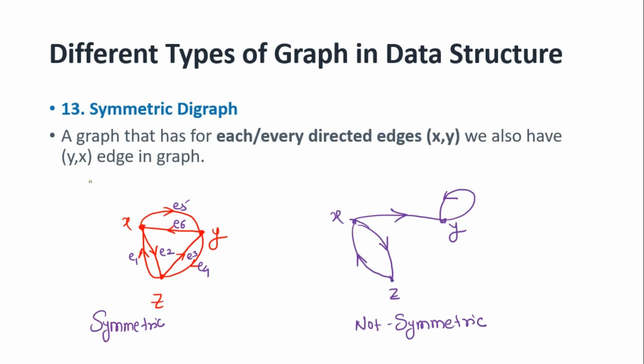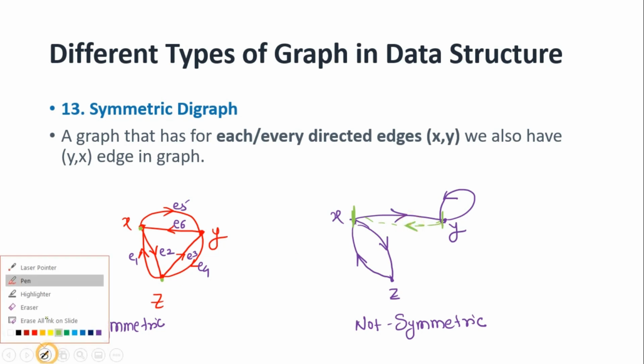Symmetric digraph. If a graph has, for each and every edge, its reverse edge as well, then that graph is called a symmetric digraph. For each and every pair of vertices you should have both directional edges, then that graph will be symmetric. Now, for example, in this graph for the vertex pair x comma y I do not have the other directional edge. I should have this edge, then my graph would be symmetric. But this edge is not present, so this graph is not a symmetric graph.